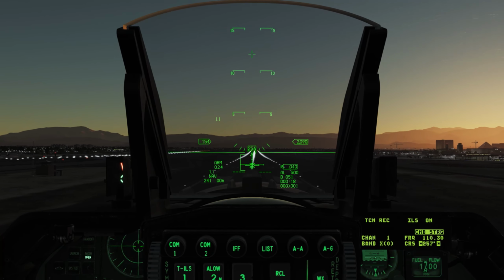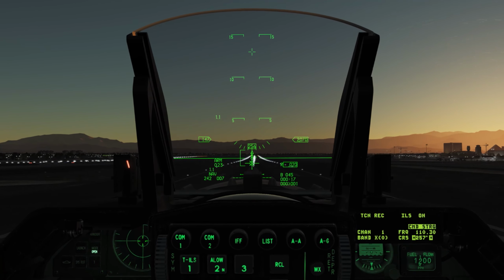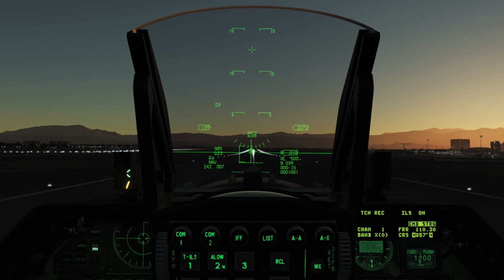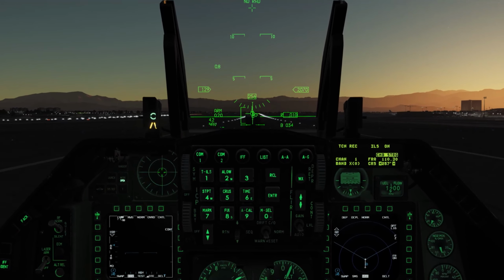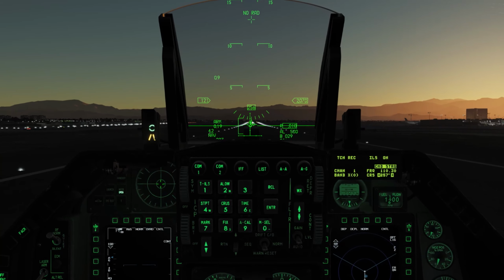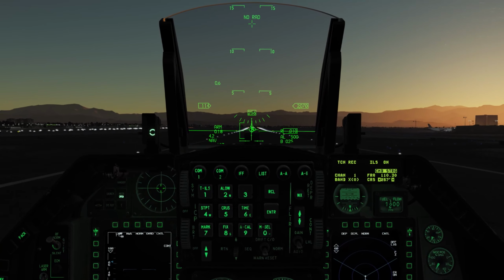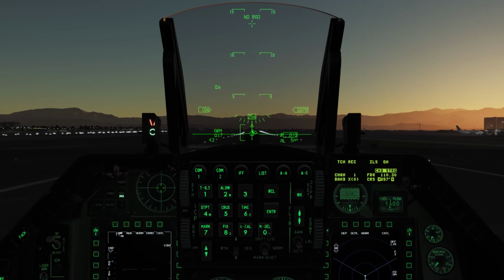And going to idle throttle, flaring the aircraft, and center touchdown. Flare the aircraft to about 13 degrees angle of attack, and let the nose come down about 100 knots.